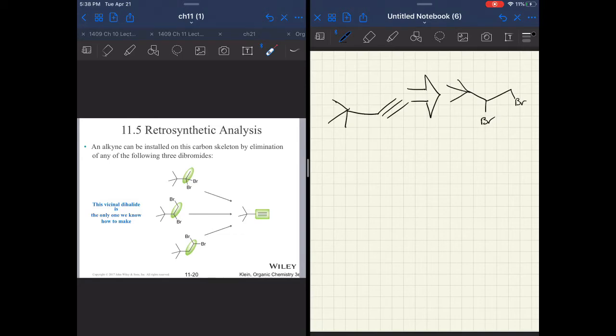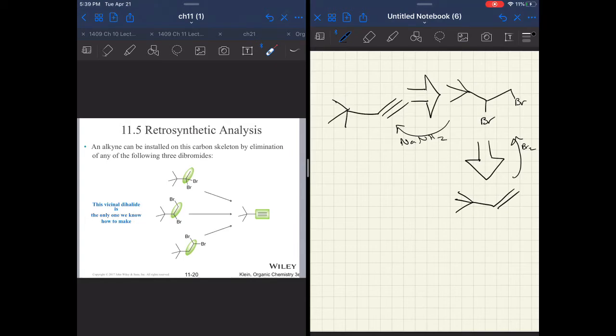This is great because this gives us an intermediate that we could make from something other than the product, right? I know how to make a vicinal dihalide from an alkene, right? I can go backwards and use Br2. And then from that vicinal dihalide, I can use NaNH2. And now this is more of a plan that'll work, or that has potential, right?